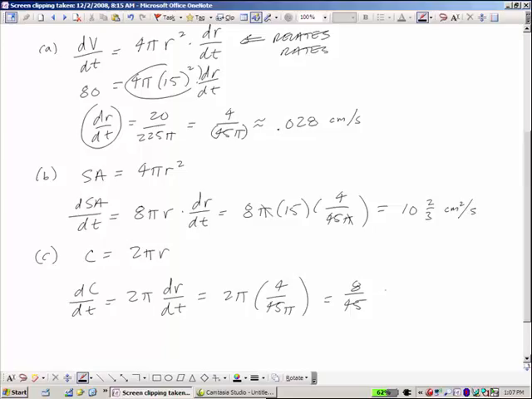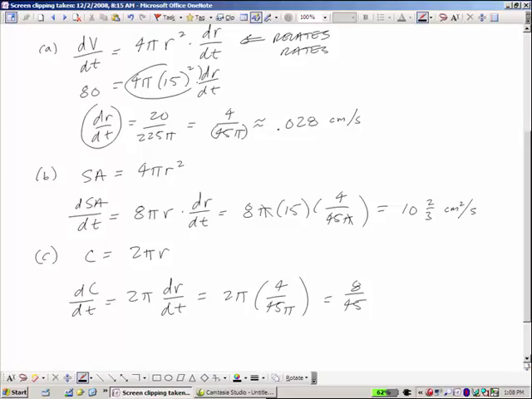Wait, 2 and 2/3? How could we have gotten that? 2 times 15 times 4.2 or something? I don't see any 15. 8 over 45. What happened to r? I don't know. What's the derivative of r?